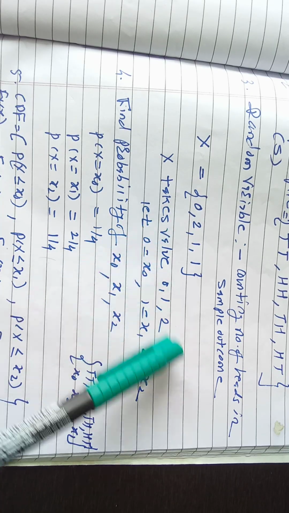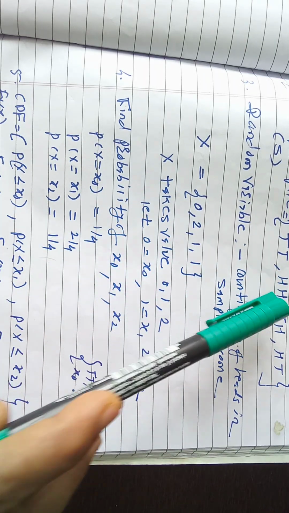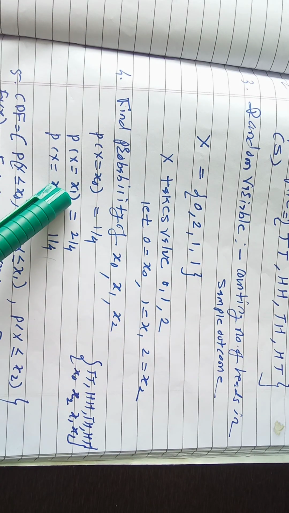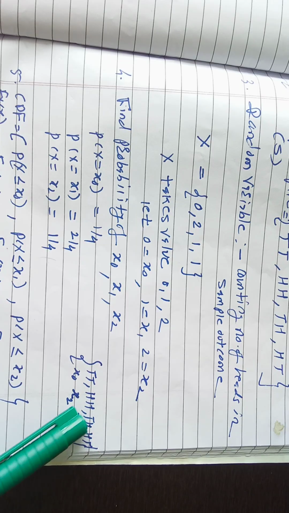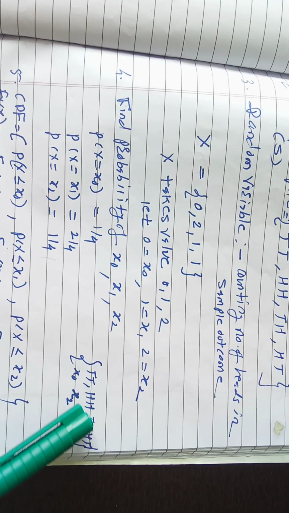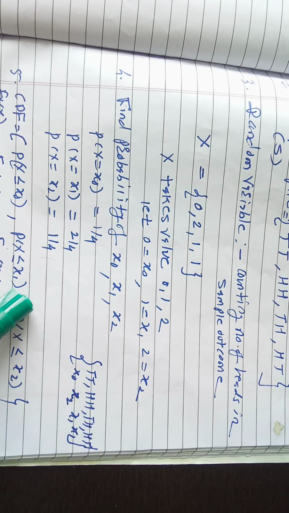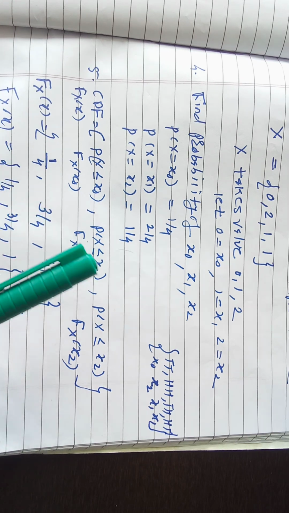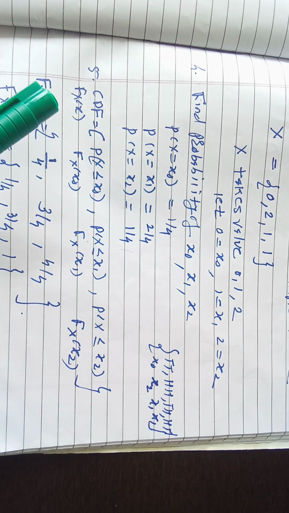For finding the probability, you have to take this set here and then find the probability. After that, probability x equal to x1: x1 comes 2 times, so 2 by 4. Probability x equal to x2: x2 comes 1 time, so 1 by 4. So this is the fourth step. The fifth step is the CDF.